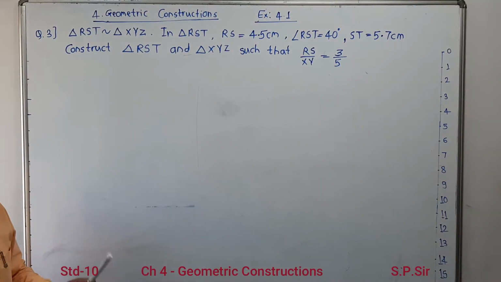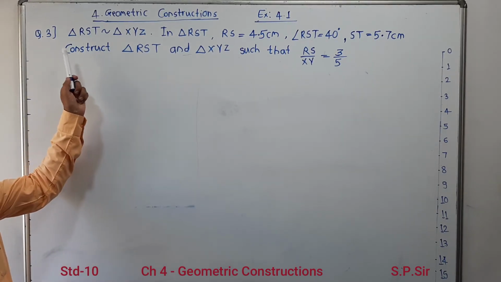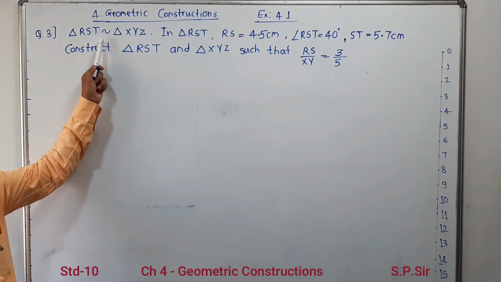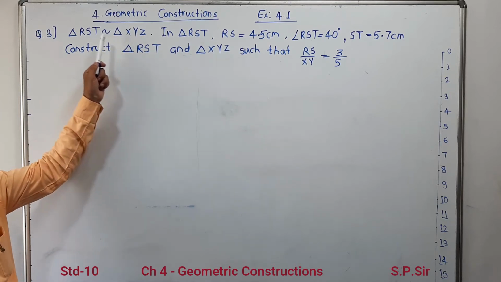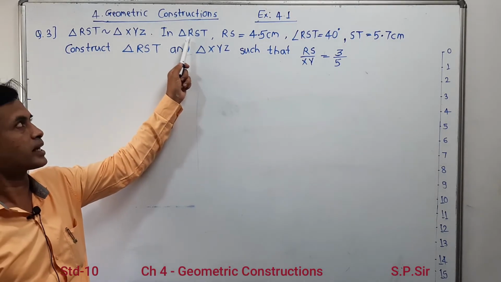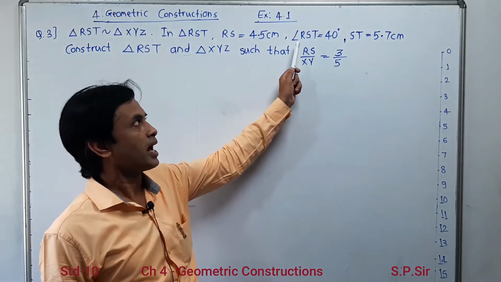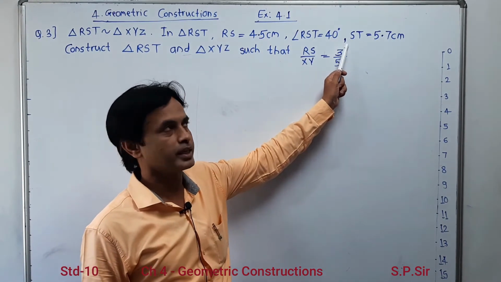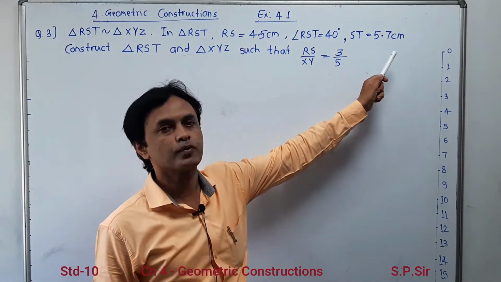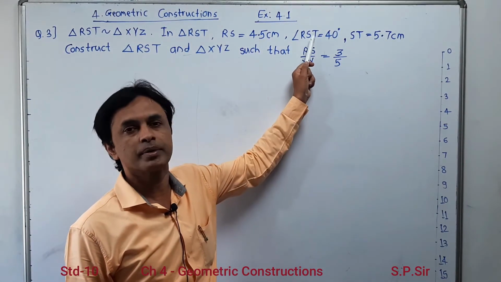Now first of all we are going to read the question, and the question is question number 3 of exercise 4.1. Triangle RST is similar to triangle XYZ. In triangle RST, RS is 4.5 centimeter, angle RST is 40 degree and ST is equal to 5.7 centimeter. It means they have given us two sides and the angle between them.